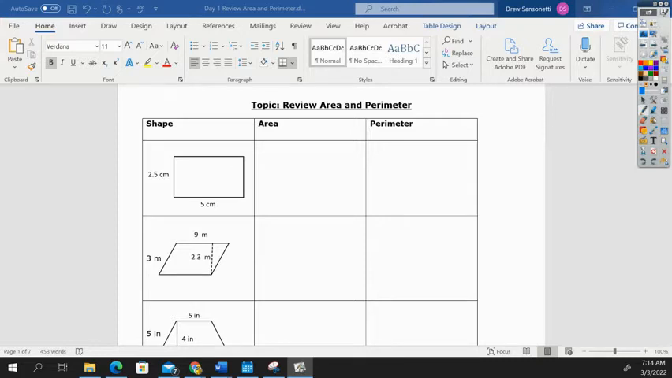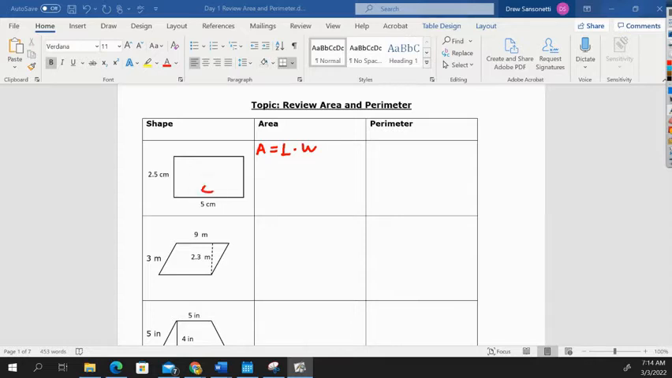the formula first. So here we have a rectangle, and our formula for the area of a rectangle is area equals just the length times the width. Now, if you look at this, the length and the width is right here. That's our length. This is our width. And all we're going to do is multiply them together. 5 times 2.5.